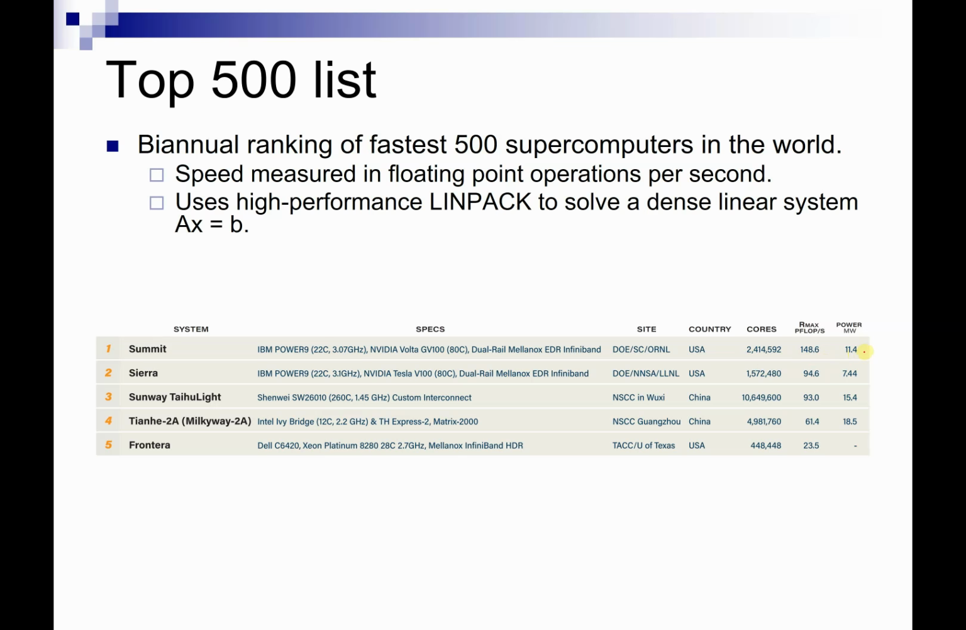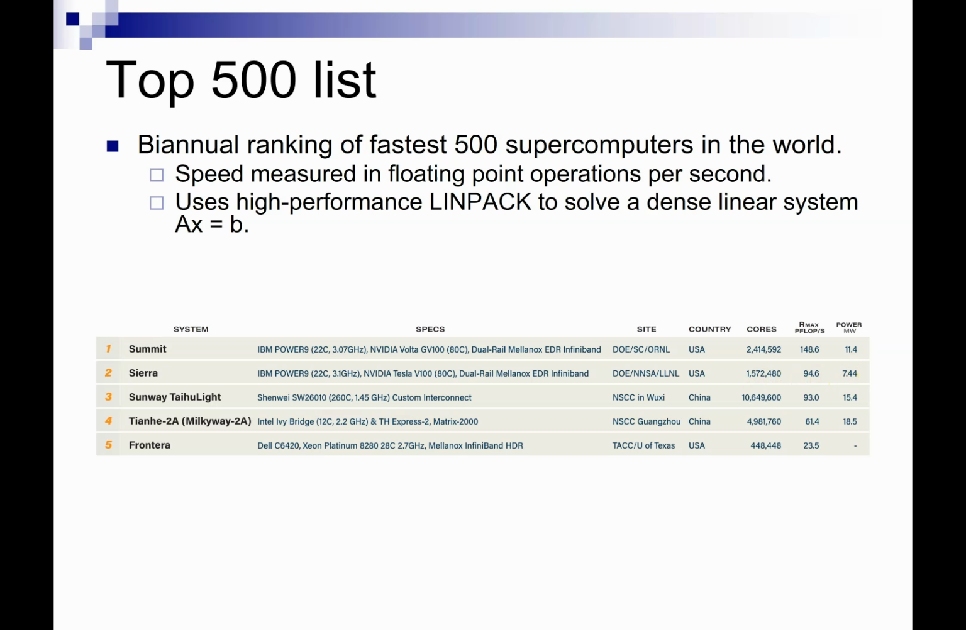Now the number 2 supercomputer is called Sierra, and this is basically just a scaled down version of the Summit computer. The designs of Summit and Sierra are very similar to each other, but Sierra is about 1/3 smaller than Summit. So it has about 1/3 fewer cores, about 1/3 less performance, and uses about 1/3 less power.